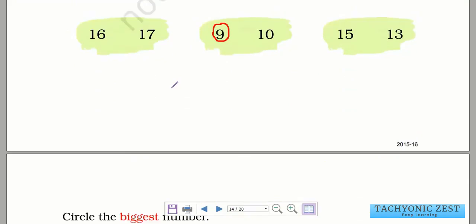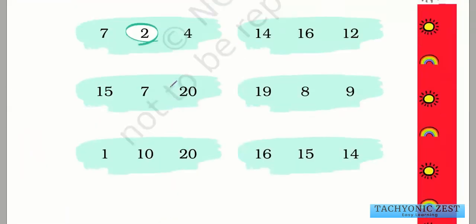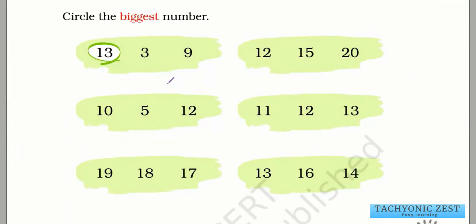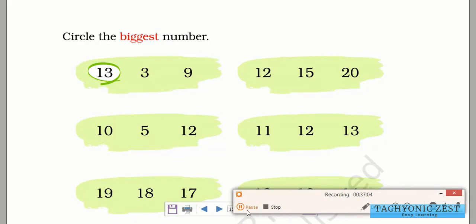Okay, let us see the next question. Here it is written circle the biggest number. Let us do a few questions now. To circle the biggest number, again what you do is please write all the numbers from 1 to 20, and we will see out of 13, 3 and 9 which is the biggest number. I will write the numbers, you also please write all the numbers.